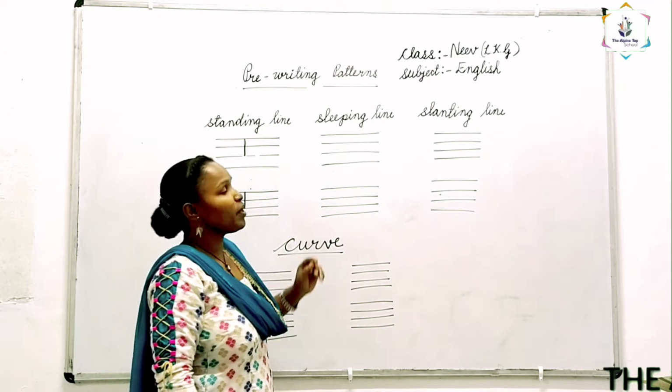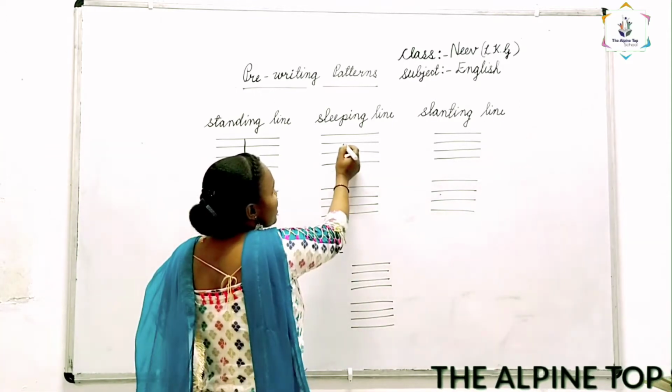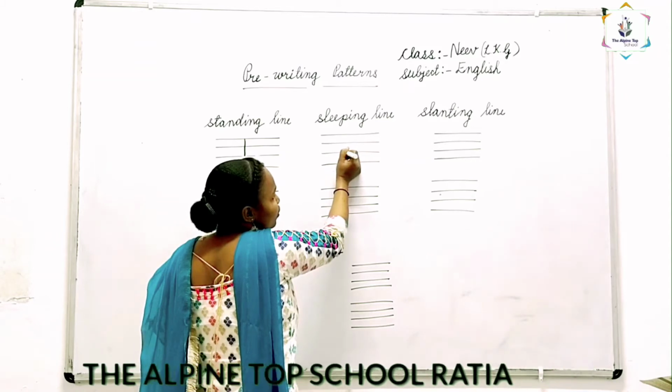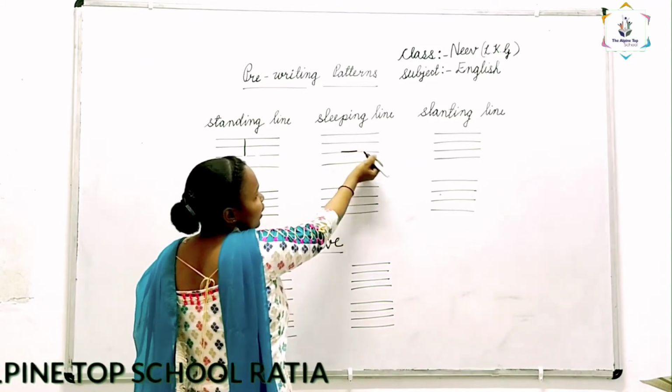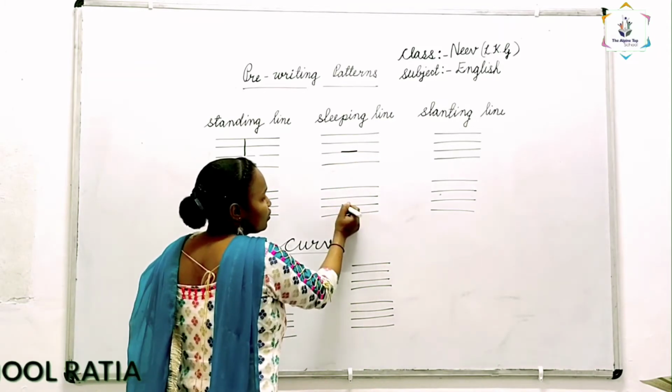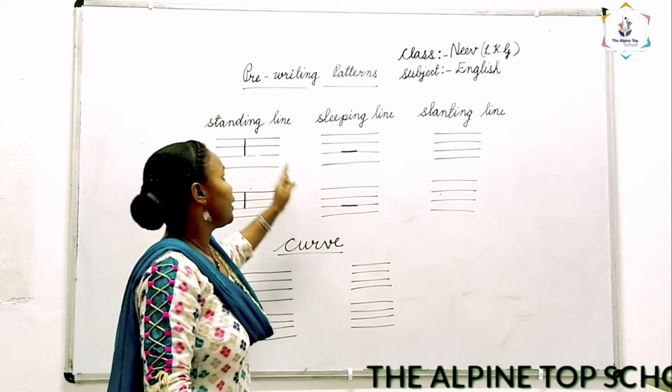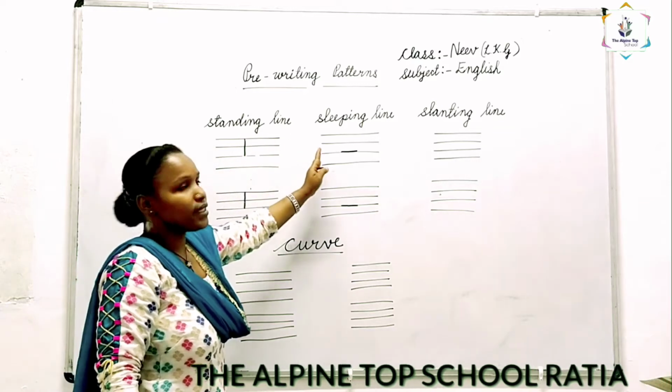Next, sleeping line. Sleeping line you have to draw on the third line, like this. Once again, this is for the sleeping line. This is the standing line. This is the sleeping line.